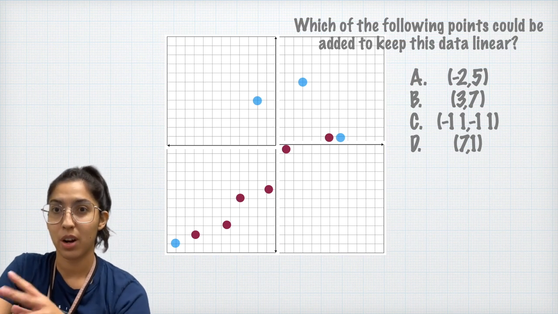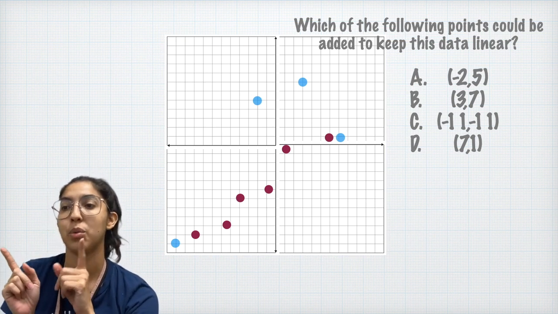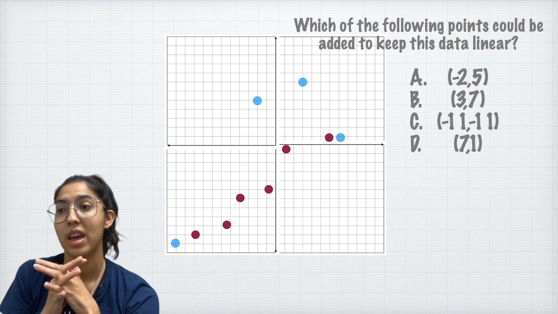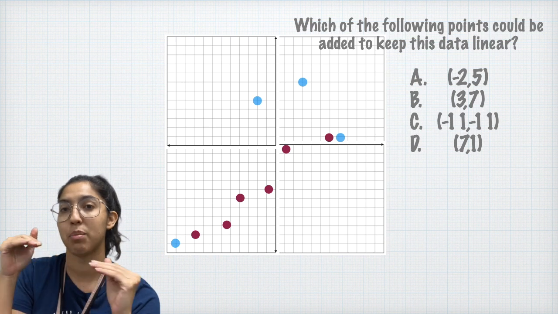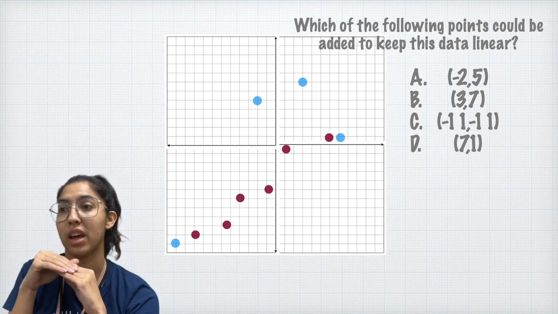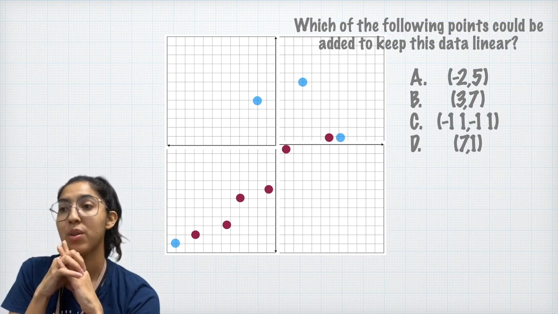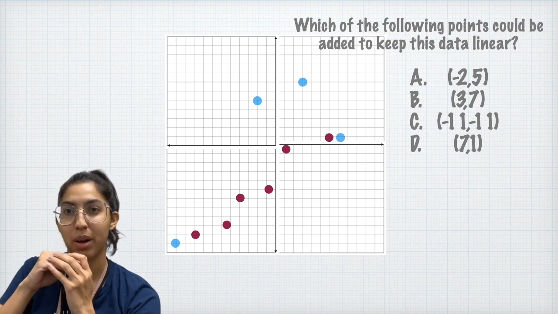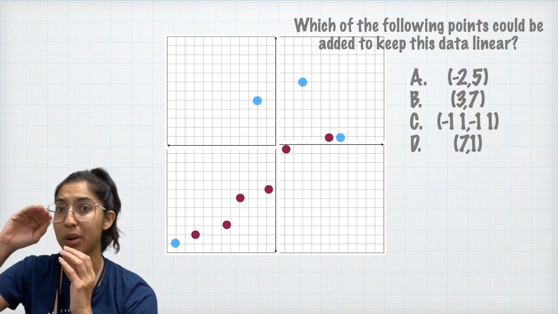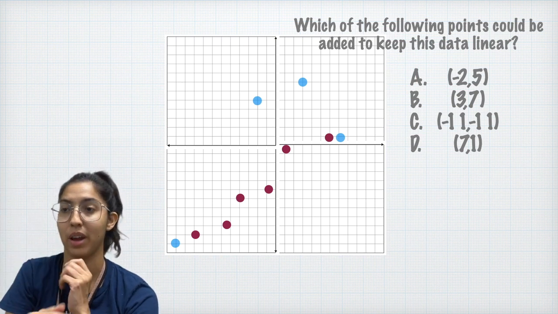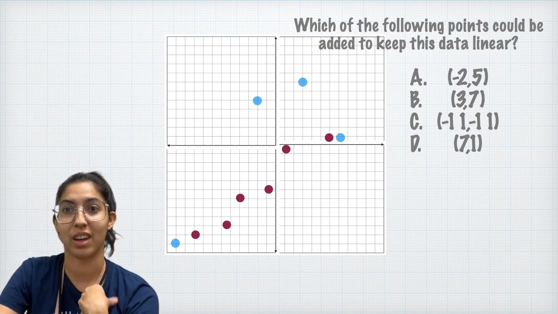So we're trying to figure out which, between C and D, which one would make a linear. And it would actually be C. The reason why is because that is going to keep continuing linear and keep straight. 7, 1, if we really think about it, that 7, 1 is going to almost make a curve. And we don't want a curve, we want a straight line, okay? So it would be -11, -11.